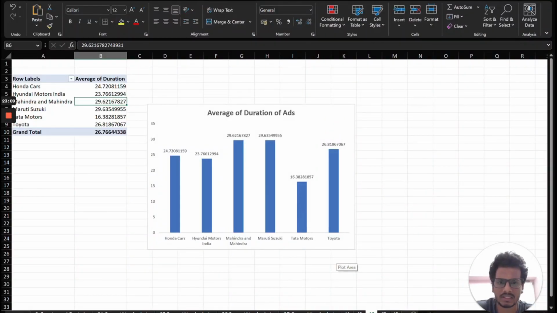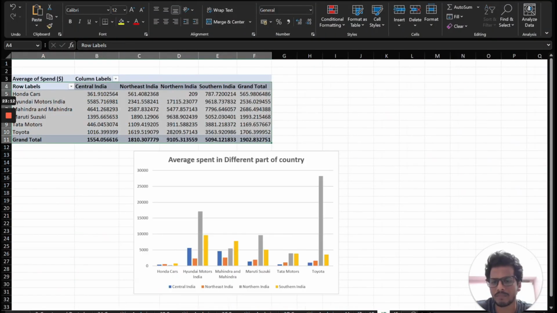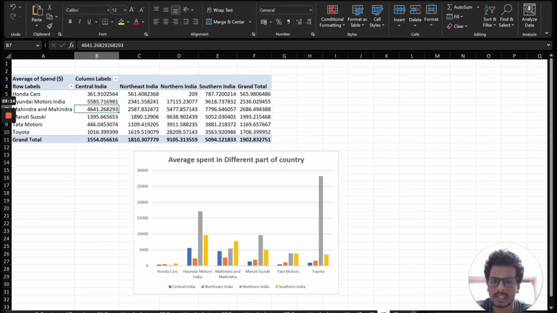So 4C is duration, and 4D is the average spend in different parts of the country. The different parts of the country are central India, northeast India, northern India, and southern India. So these are the different locations which we have got. We can see, except for Honda, every other car manufacturing brand is focusing more on northern parts of India.